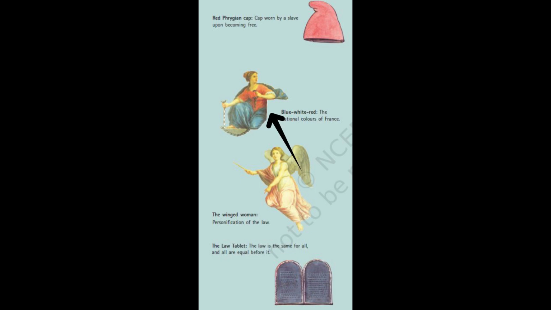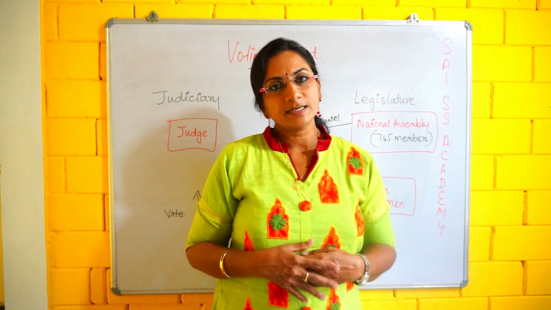Blue, white, red are the national colors of France. The winged woman is the personification of the law. Next, it is the law tablet. It shows equality. The law is the same for all, and all are equal before it. By this, the second topic is over.